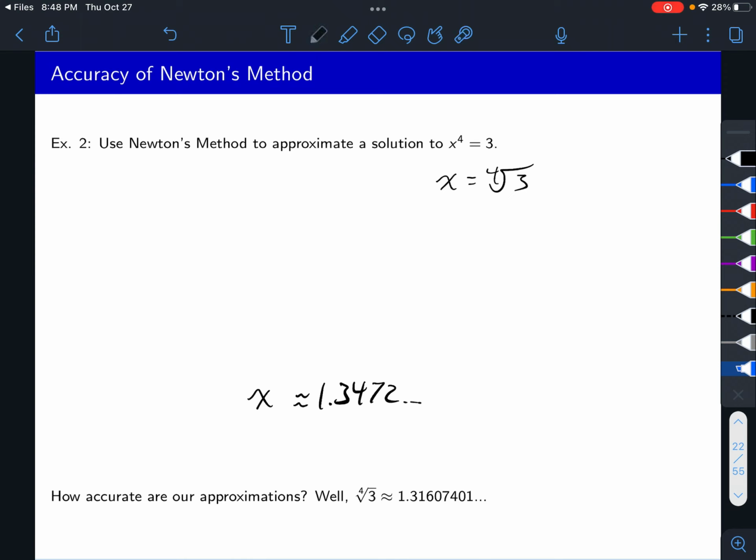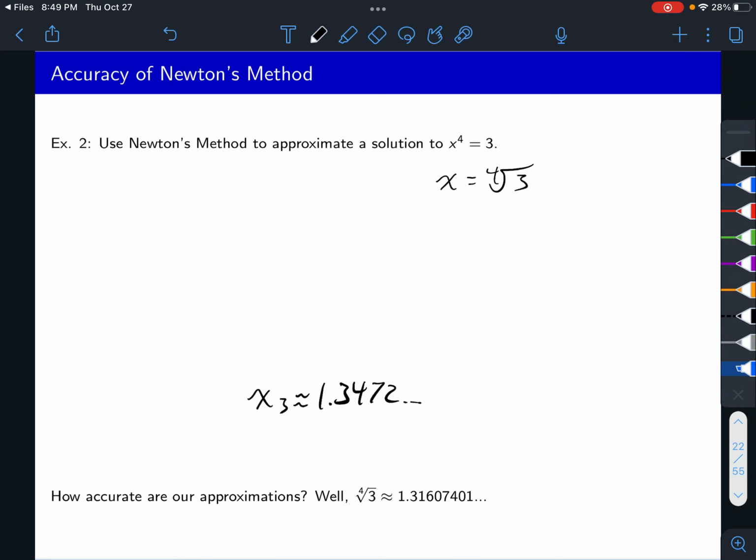Was I saying x2? Yeah, I should have said x3, right? This was x sub 3. X sub 1 was our first guess. X sub 2 was our first approximation, and then x sub 3 was our second approximation.